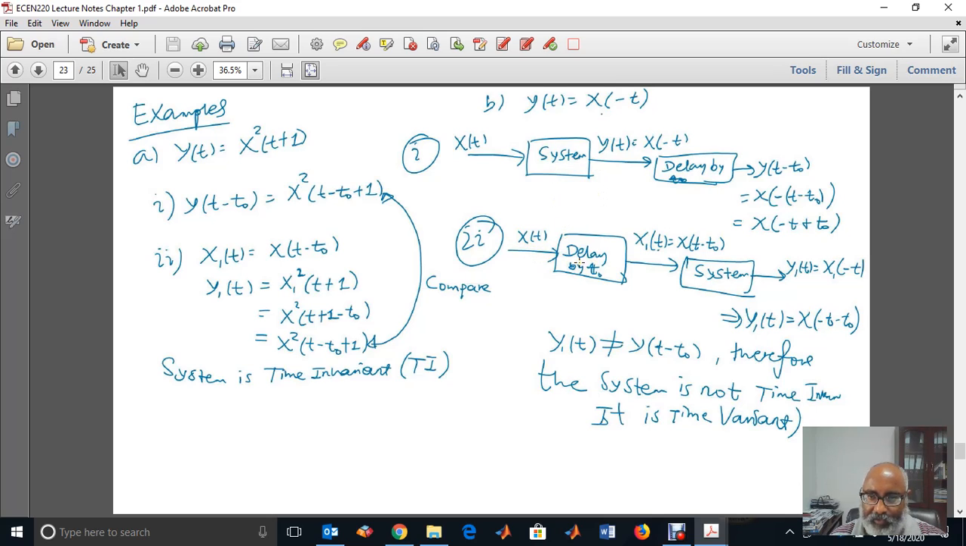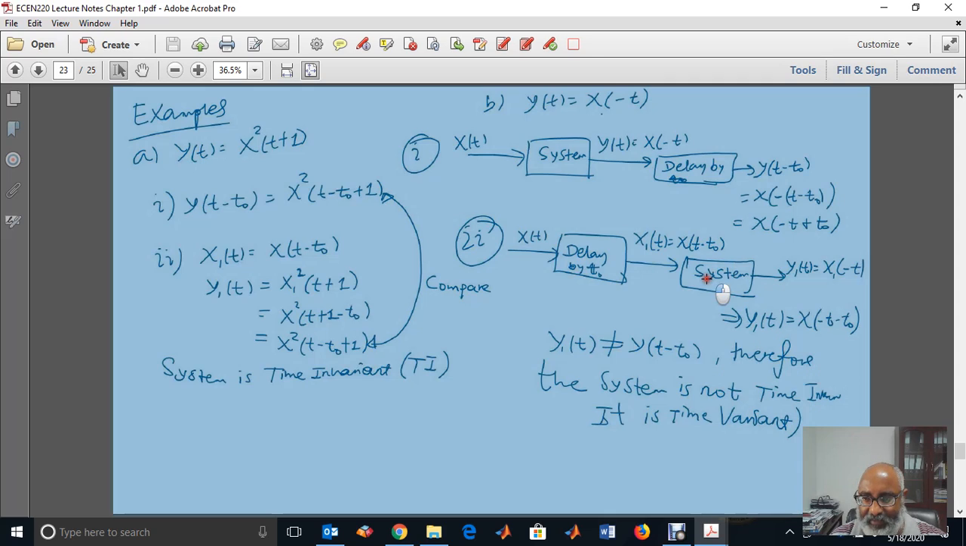Okay. Now, instead of passing through the system first, we delay the input. x of t is delayed by t naught and creates an output x1 of t, which is x of t minus t naught. And apply this input to the system. These two systems are identical. Apply to the system. What does the system do?